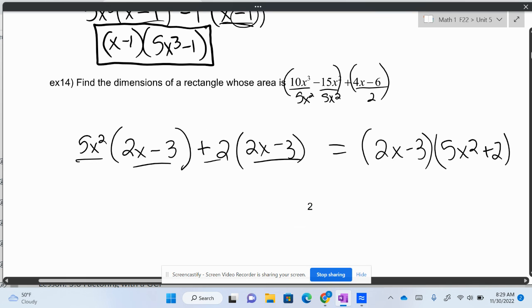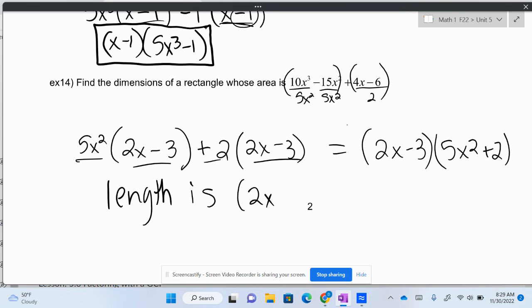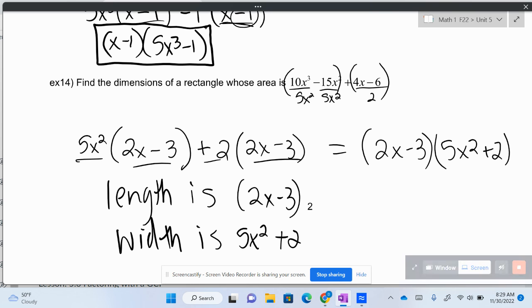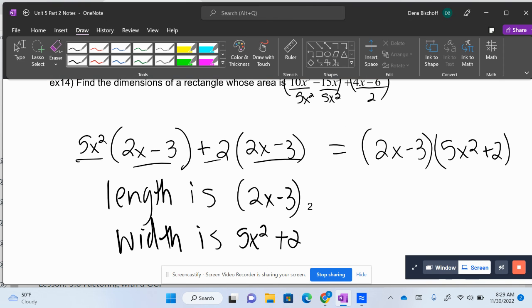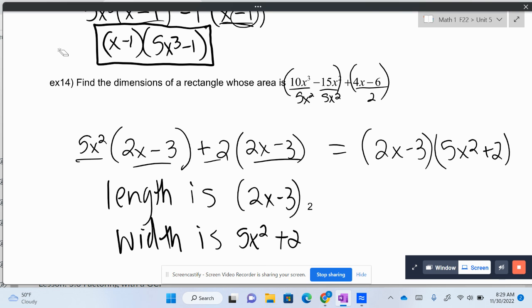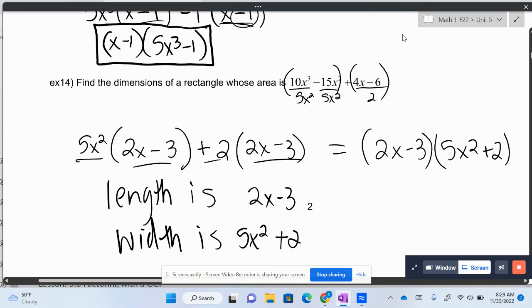So this just means that the length is the 2x minus 3, and the width is 5x squared plus 2. I really didn't need to put that in parentheses. Does it matter which one I call the length and which one I call the width? No, it does not. Absolutely not.